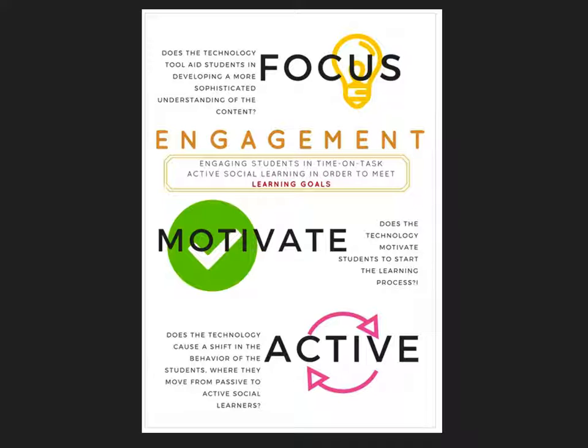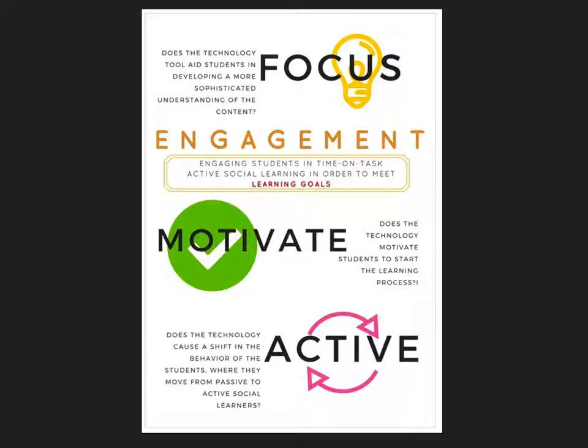So just to follow up with these and offer some closing here, we've looked at the first E of the Triple E framework, which is engagement. And it's really focused on engaging students in time on task and active social learning in order to meet the learning goals. Again, what's the big focus here? It's learning goals, right? And we do that in three ways: focus, motivate, and active.